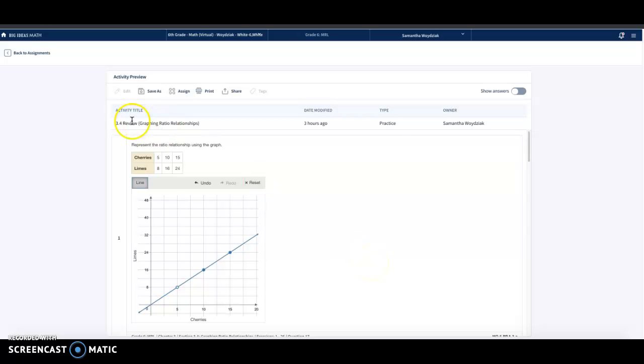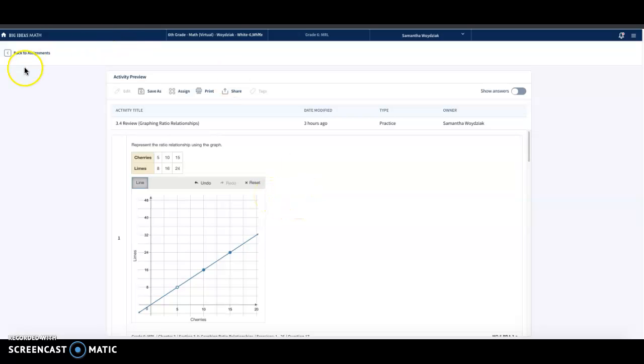I would just go ahead and put down the first 2 coordinates, so that would be 5, 8 and 10, 16, and then check to make sure your line goes through 15, 24. Make sure it goes through 0, 0. If you do your 2 points correctly, it should go through 0, 0 anyways, but that is how you do it, and then you are finished.